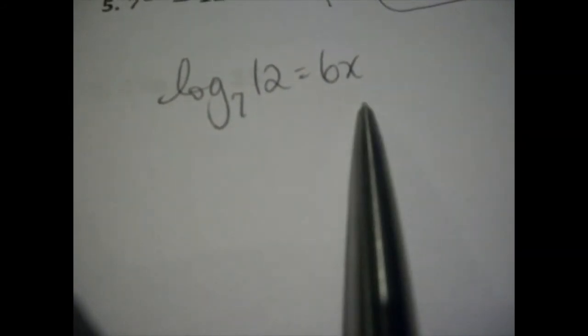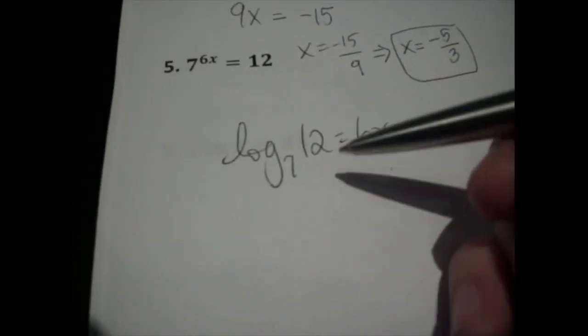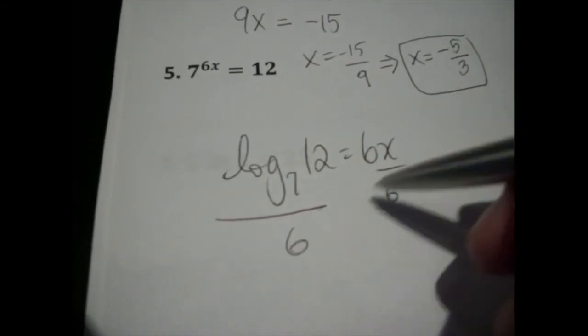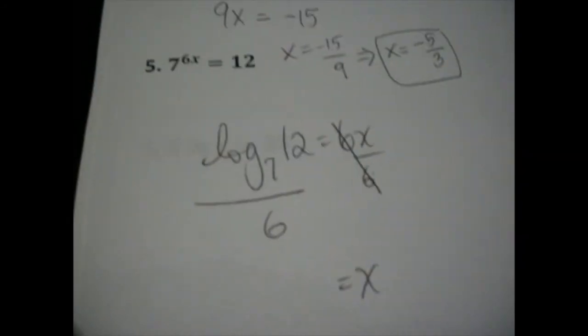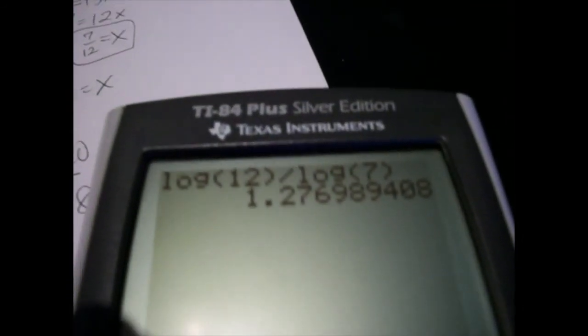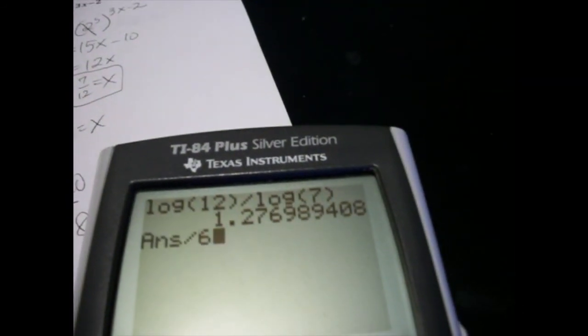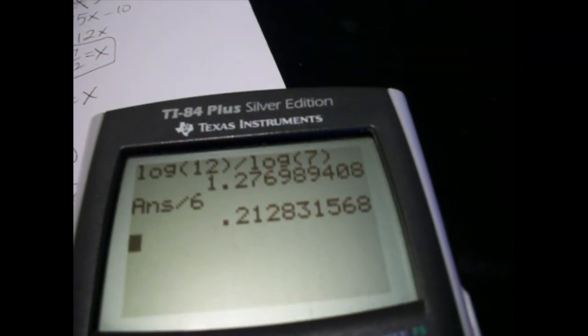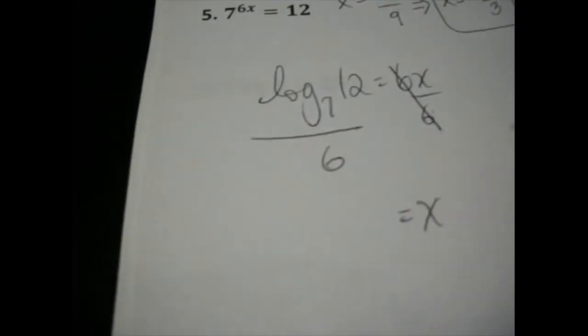But then I need to divide by 6 to solve for x. So I've already got the numerator done. That's this. So now what I'm going to do is divide by 6, and I get 0.21, and that's going to be my value of x.